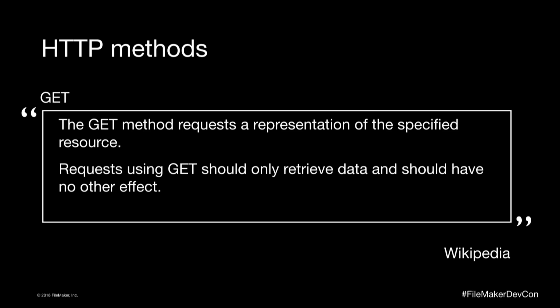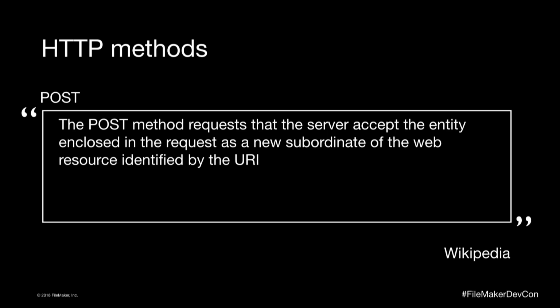It's used to transfer information across. And that last sentence there is really important. Requests using GET should only retrieve data and should have no other effect. You need to be careful about how you use GET. And one of the things that you can do with the Data API is that you can run scripts, but you need to maintain that concept that a GET request should only be pulling the data and not having any side effects.